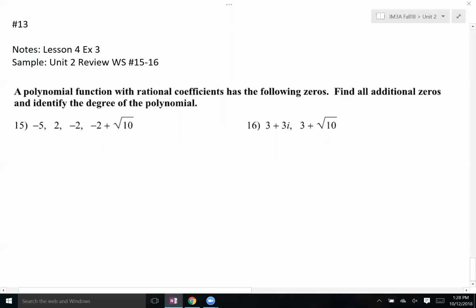The final question on the retake review goes along with questions 15 and 16 from the unit test review and from lesson 4, example 3. And so I'm just going to do both because they kind of both show you different things.